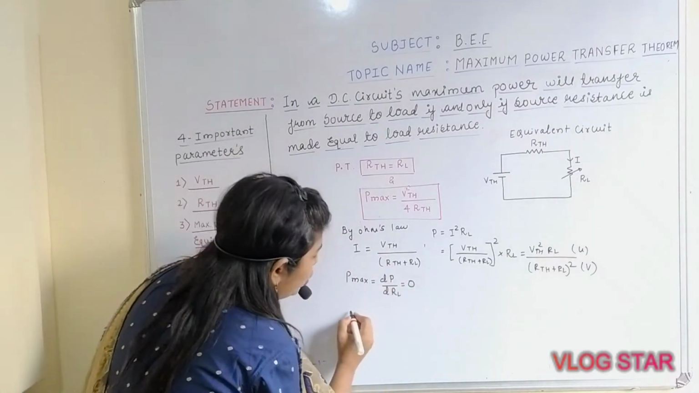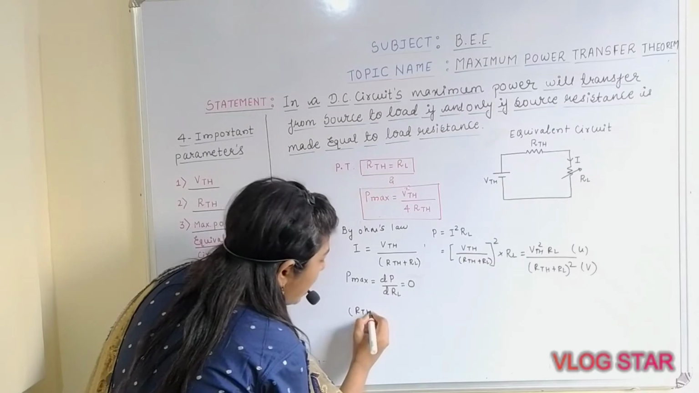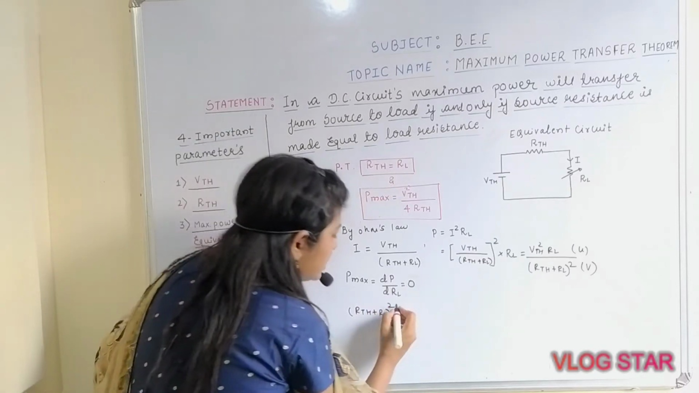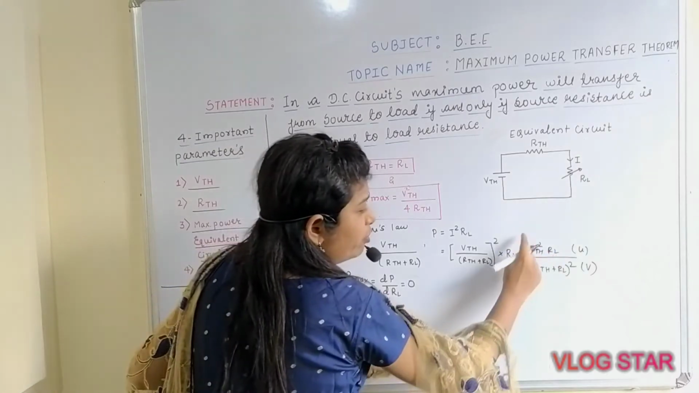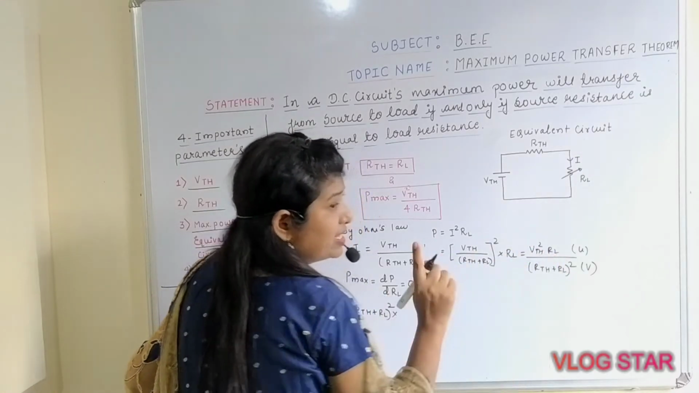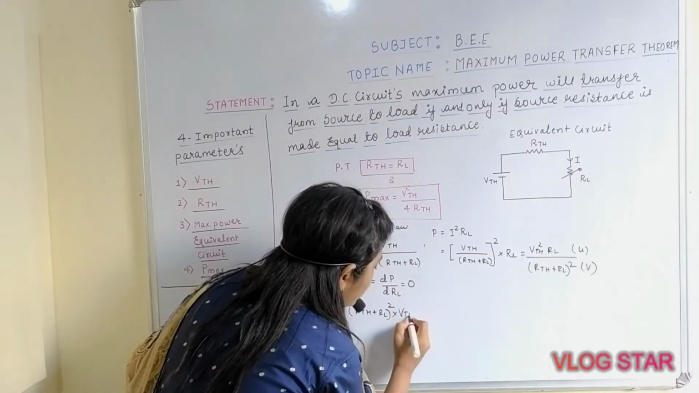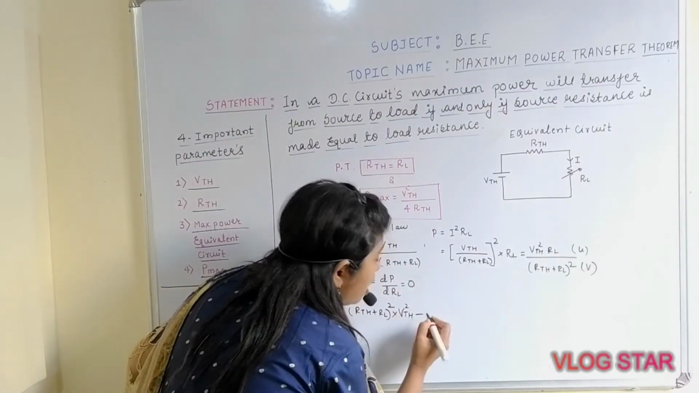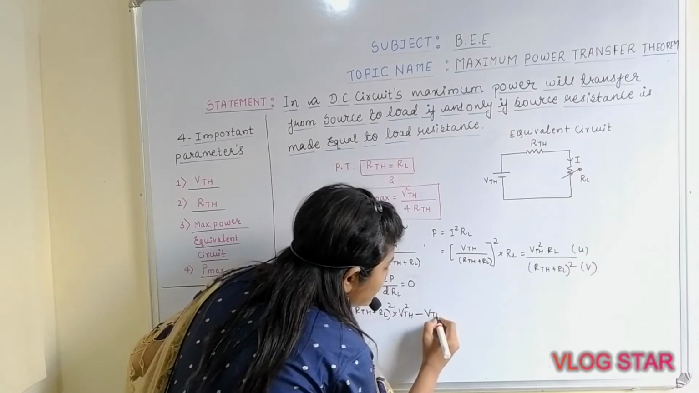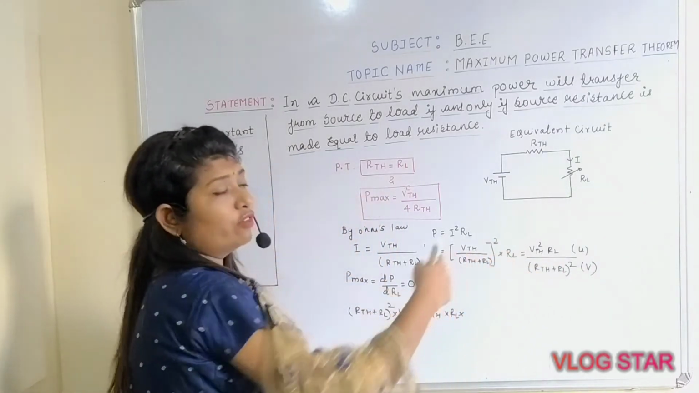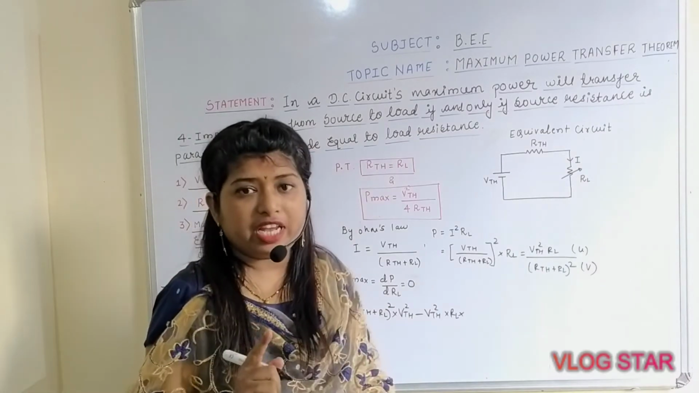After applying the U by V rule, what will you get? RTH plus RL whole square, that is V as it is, into the derivative of the numerator with respect to load resistor. Derivative of load resistor is 1, VTH square is the constant, so you write VTH square as it is, minus numerator as it is, that is U as it is, into the derivative of the denominator, or V, we can say.